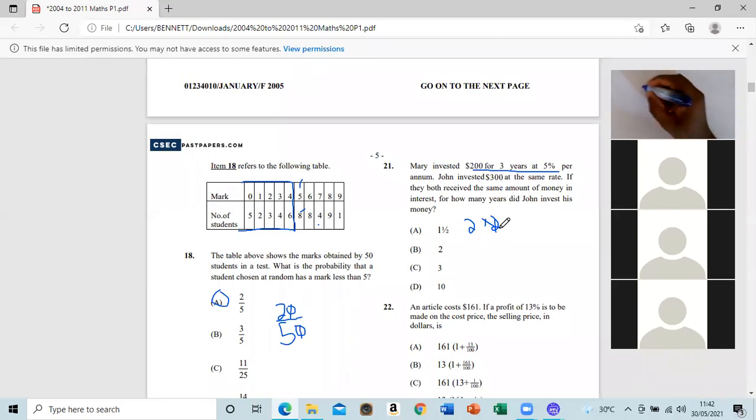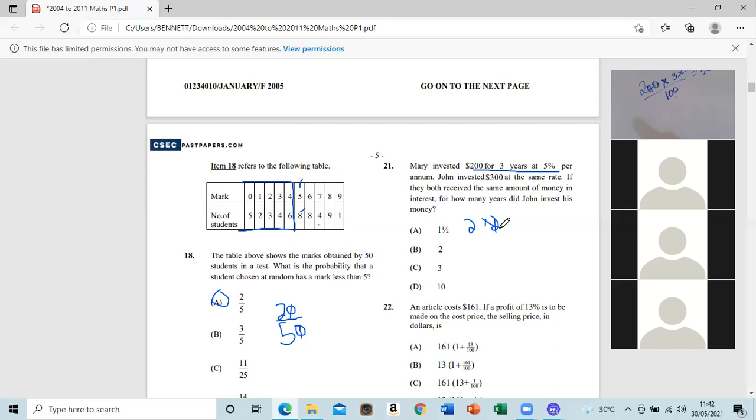So look, we talk about 200 times 3 times 5 upon 100. Whatever that is, that's the amount that they get. So 2 times 3, that's 6. So $30 they receive. The simple interest is $30. So we just have to transpose and put $30 for John.